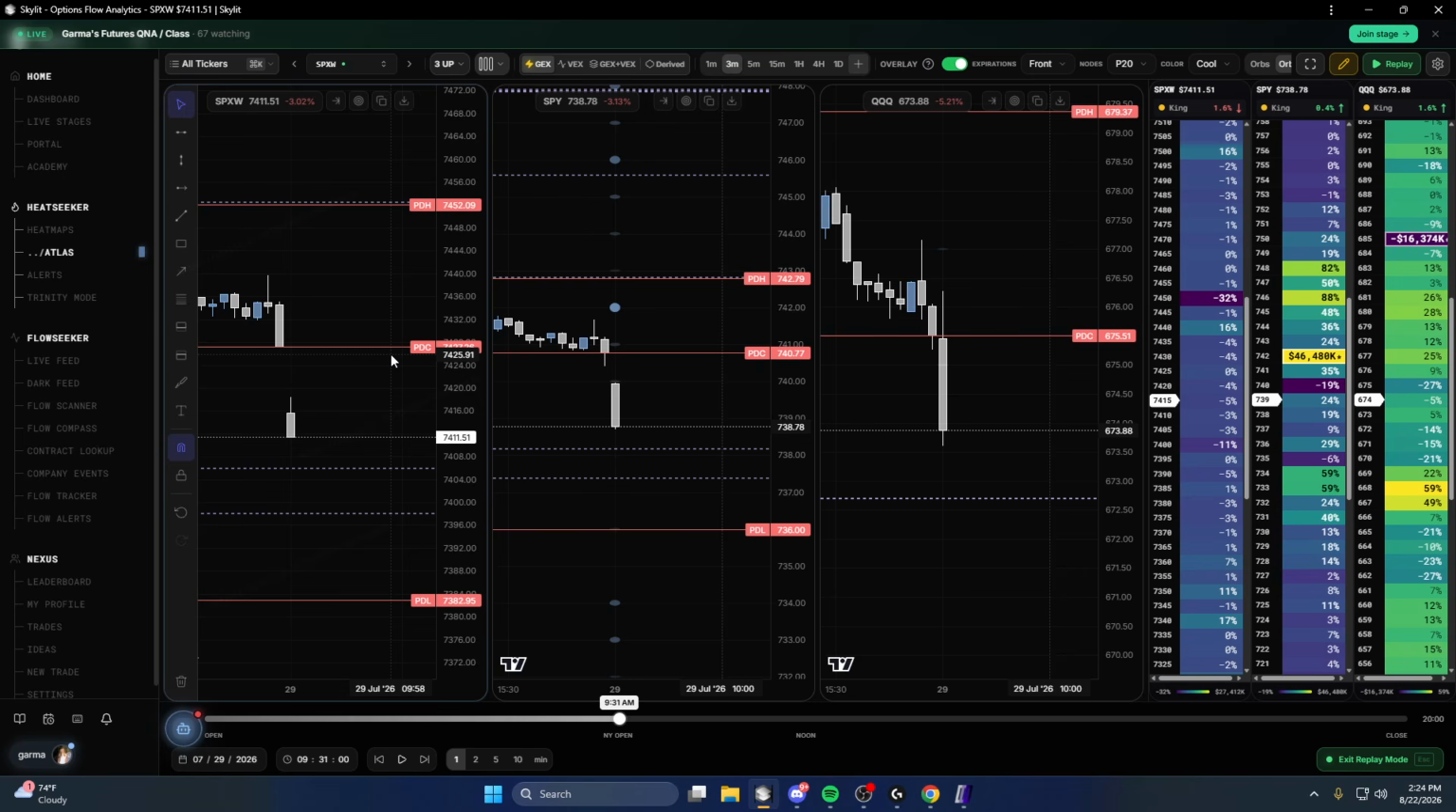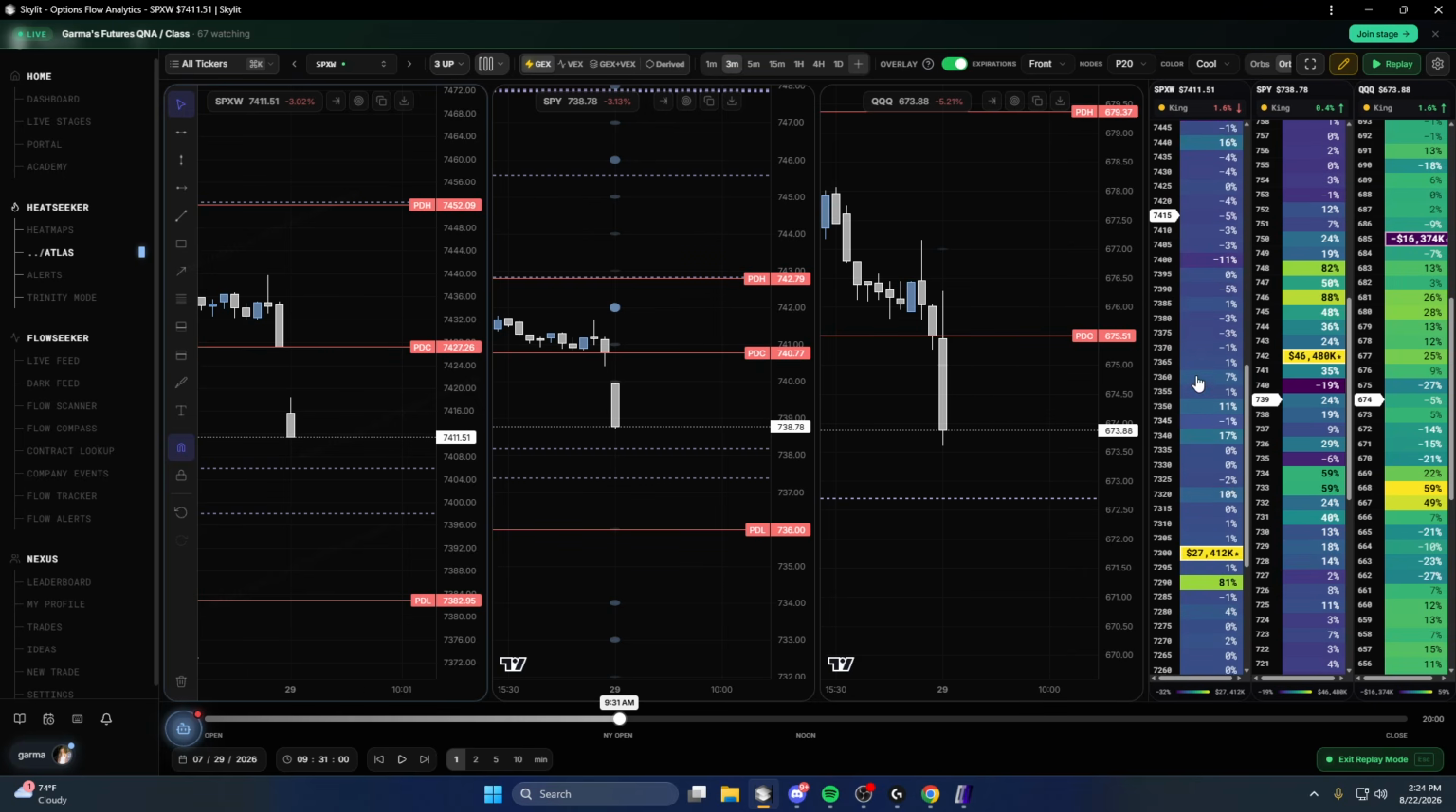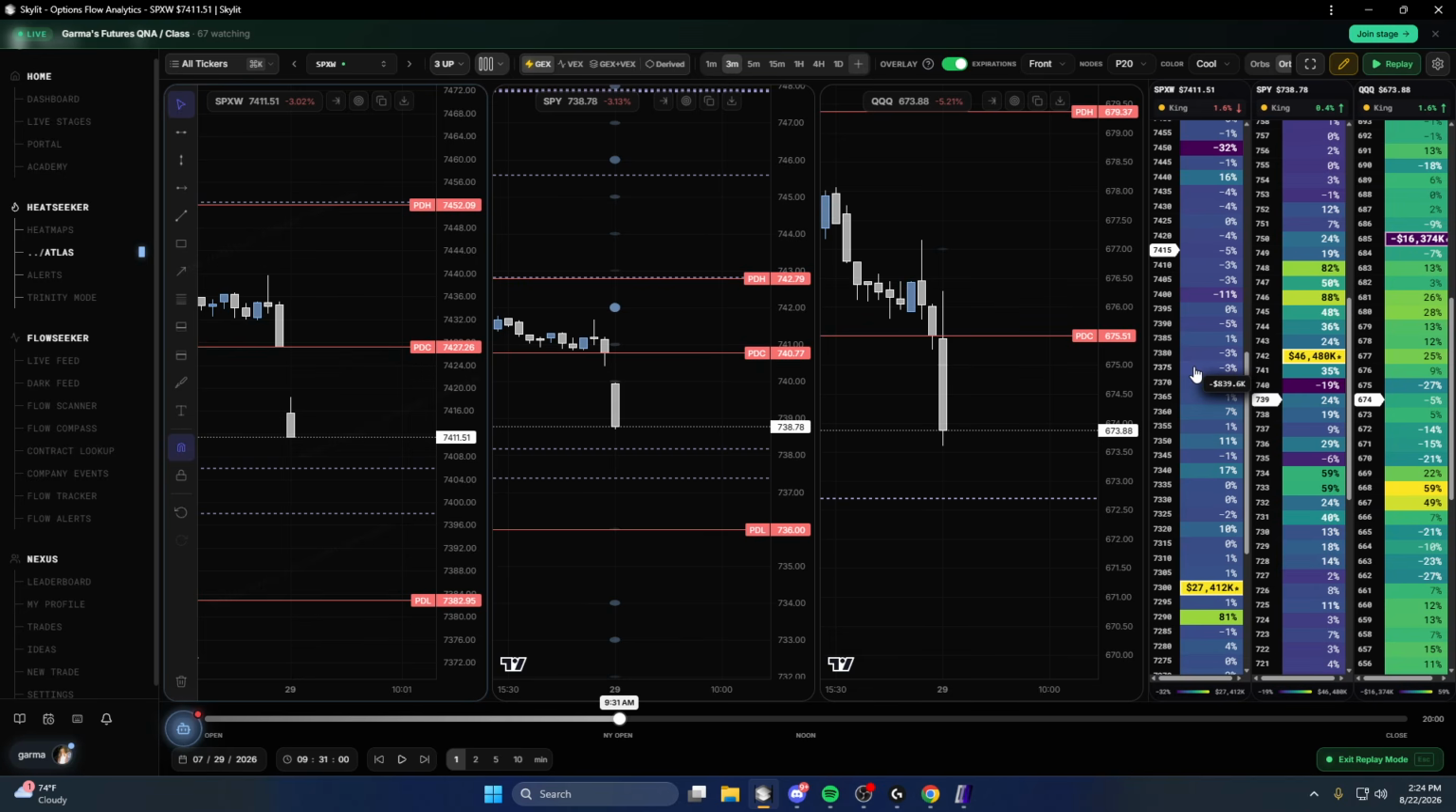Same with QQQ, right? So at least with Skylit, identifying the maps, identifying where our floors and ceilings are, we could say SPX has really nothing for me to base off of. We do have the 7300 node all the way down here. If I'm not mistaken, I think this was FOMC day.